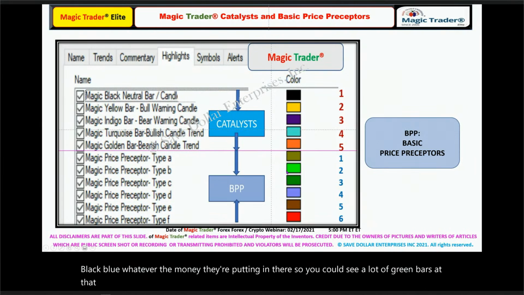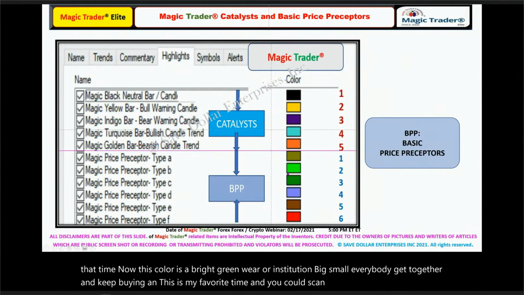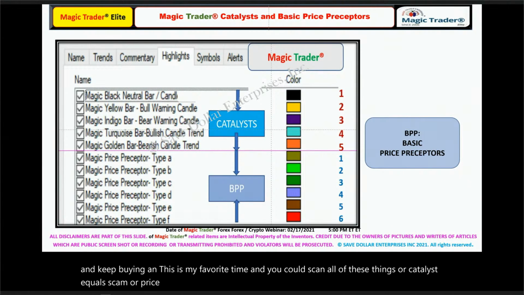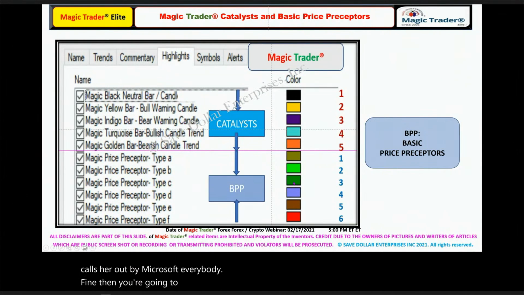Now this color is a bright green where all institutions, big, small, everybody get together and keep buying. And this is my favorite time. And you could scan all of these things. All catalysts you could scan, all price preceptors you could scan. Then everybody knows that broker calls, hey, buy Microsoft. Everybody's buying. Then you're going to see the dark green color. So that's what you're going to see on a chart.